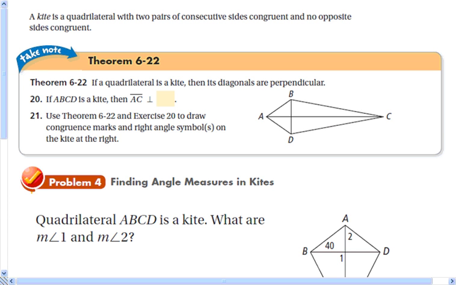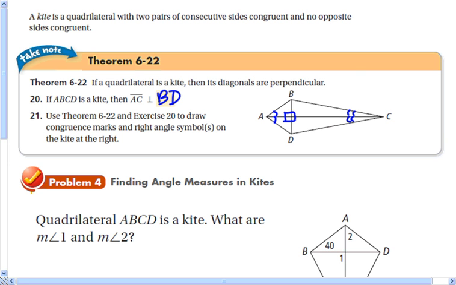All right, a kite is a quadrilateral with two pairs of consecutive sides congruent and no opposite sides congruent. If ABCD is a kite, then AC is perpendicular to BD. So, using that information, we know that this is congruent to this, and this is congruent to this. We also know that all of these are right angles.